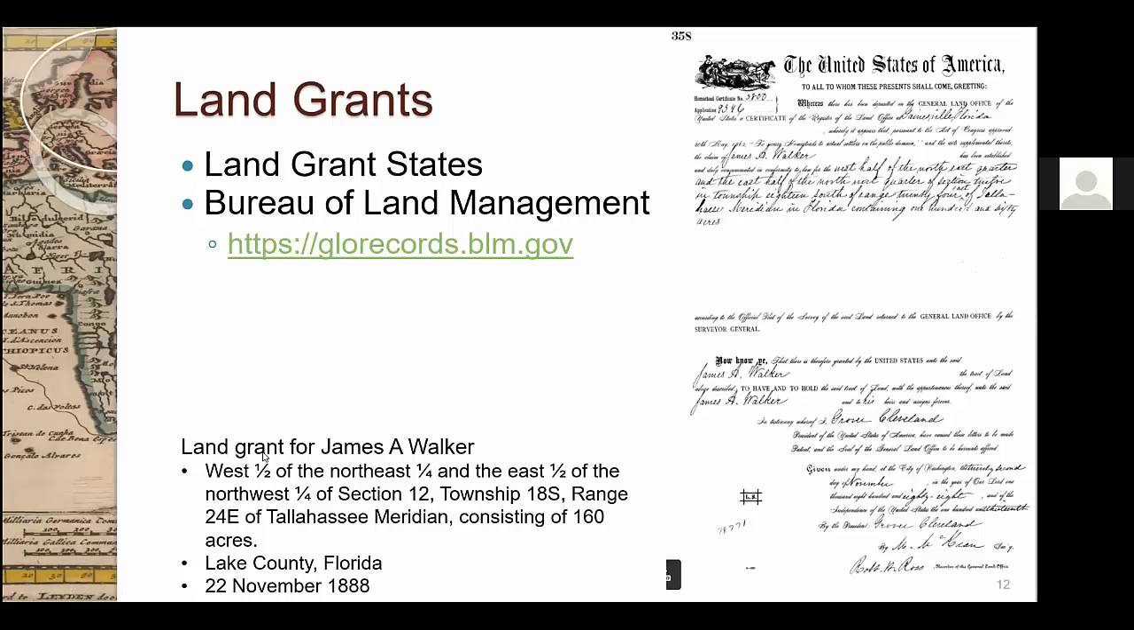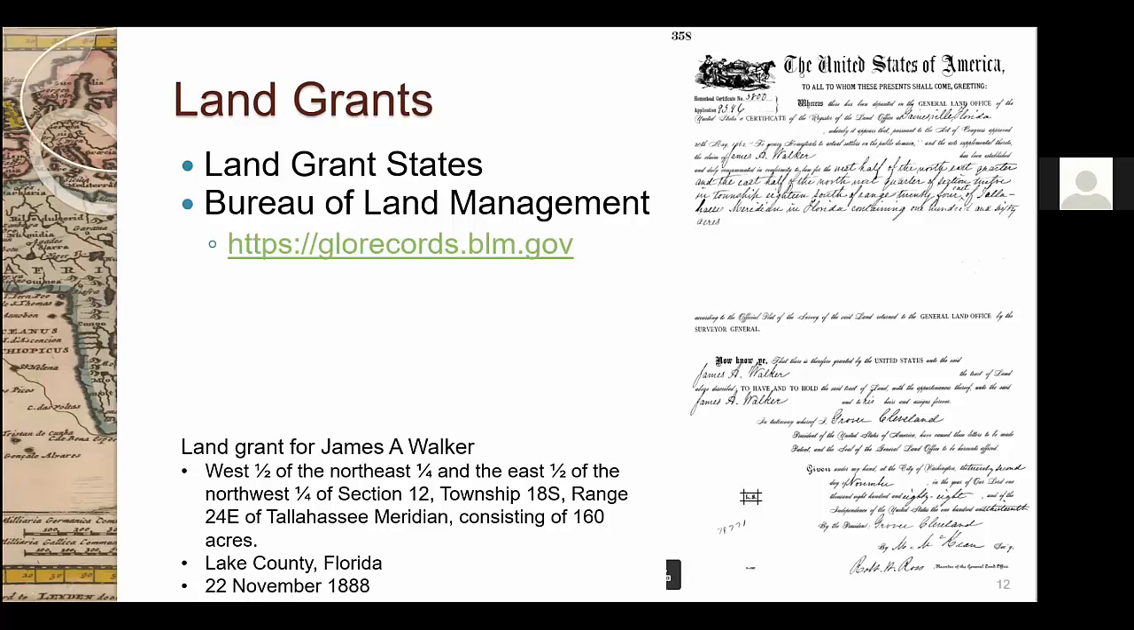So you can see down here, this talks about the land grant for James A. Walker, which was the west half of the northeast quarter and the east half of the northwest quarter of Section 12, Township 18 South, Range 24 East, the Tallahassee Meridian, 160 acres in Lake County, Florida, and this land grant was issued 22 November 1888. So that's a lot of great information, but how do you map that information so that you can find where that property is located?